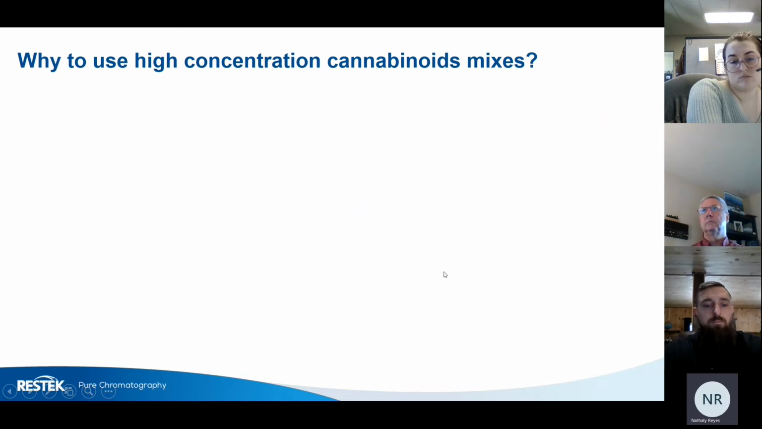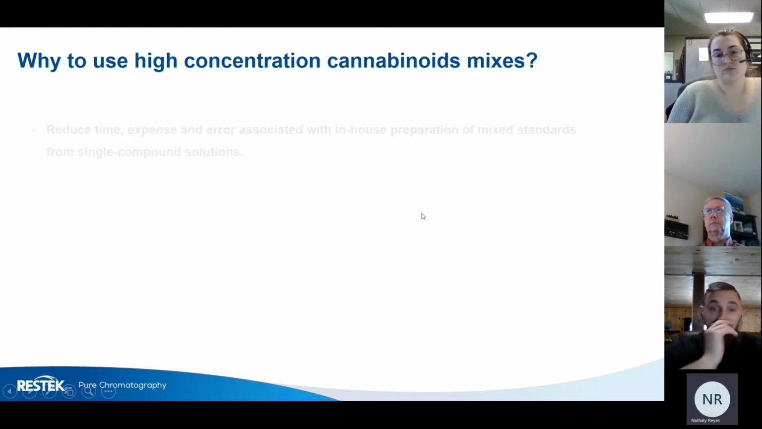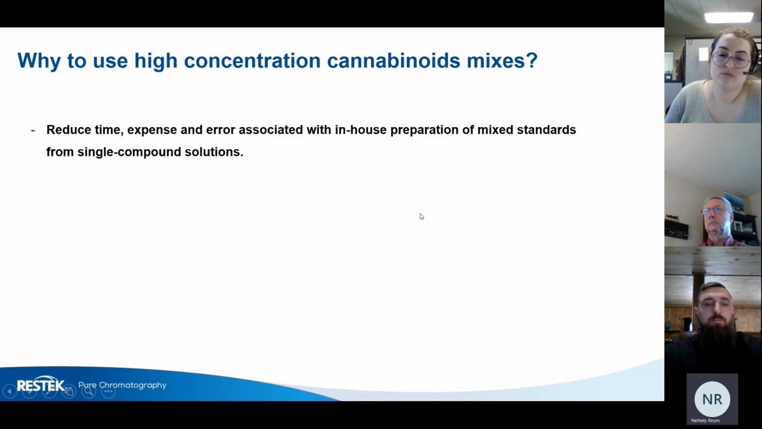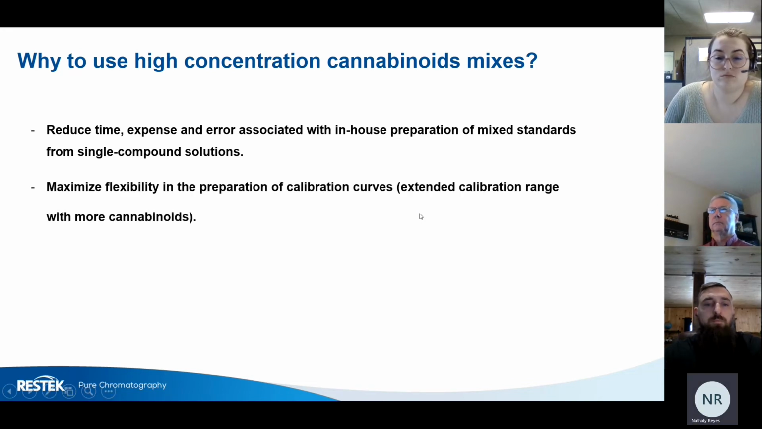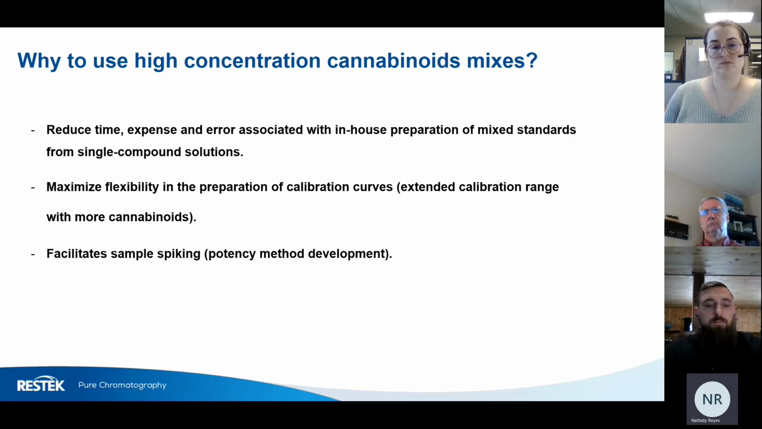And why is it so important or convenient to use high concentration cannabinoid mixes? The first thing is that they help us reduce time, expense, and error related to in-house preparation of standards. And they maximize the flexibility in the preparation of calibration curves, so we can have more cannabinoids in the same calibration solutions. It facilitates sample spiking when developing potency methods. That is very helpful.